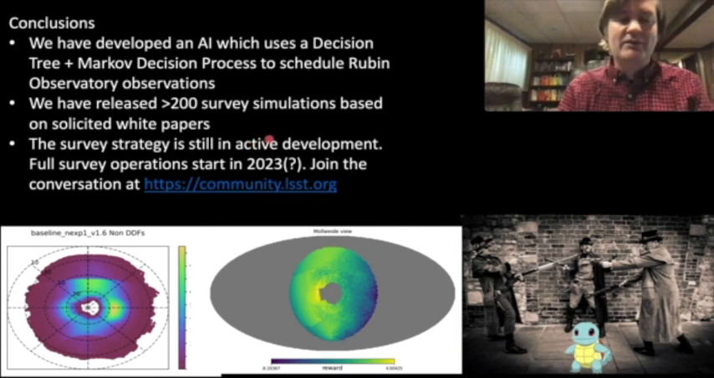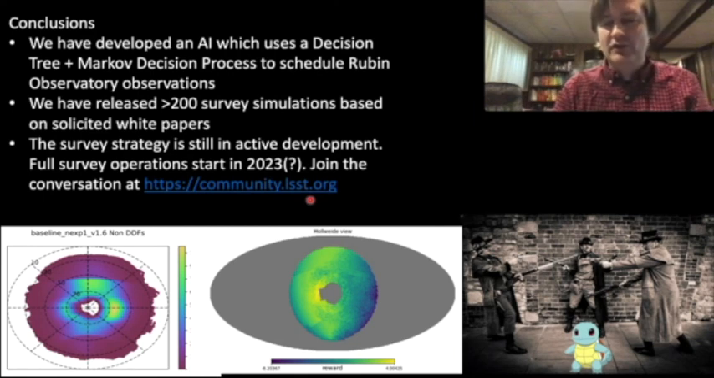And so I would invite anyone who is interested in the scheduler conversation to come join us. We have a message board at community.lsst.org. So if you have ideas on how we should run our survey, where we should point, or if you have a science case and want to make sure we are incorporating your science and getting the most out of the science, we can help you develop those metrics as well.